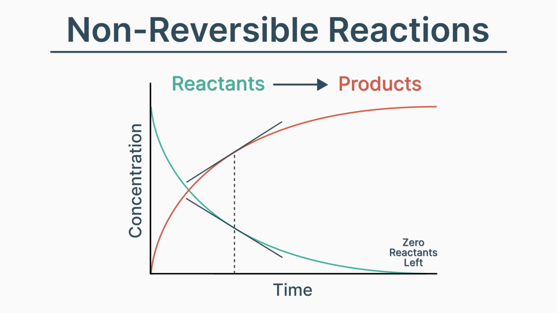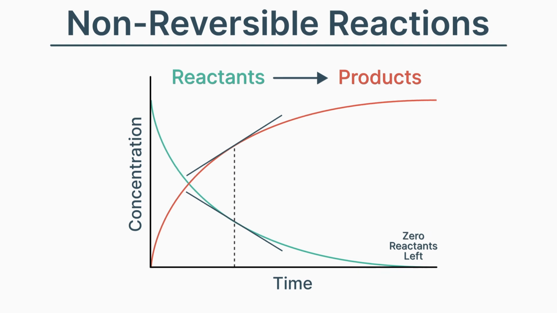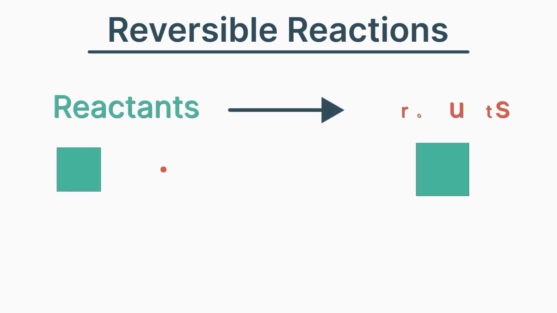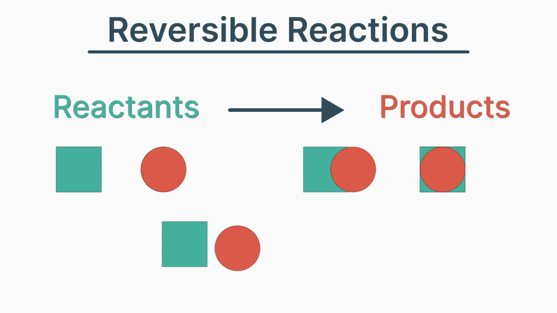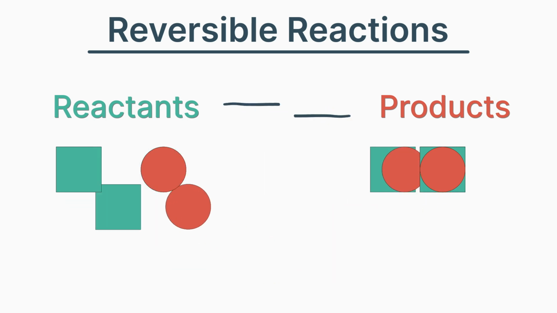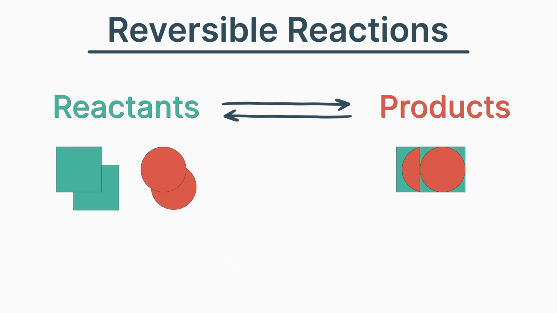Note that the reaction is fastest at the start when the reactants have the highest concentration, and it decreases over time as the concentration of the reactants decreases. Some reactions, however, don't go to completion in this way. In some reactions, as the products are formed, they react to change back to reactants. This is what's called a reversible reaction, and it's always indicated by double arrows as shown.